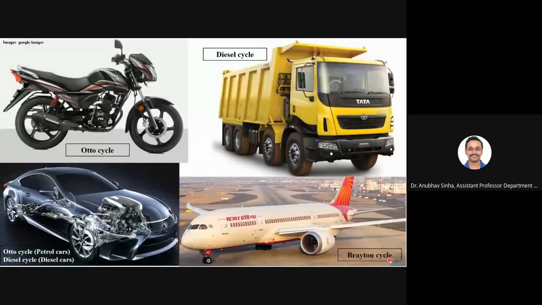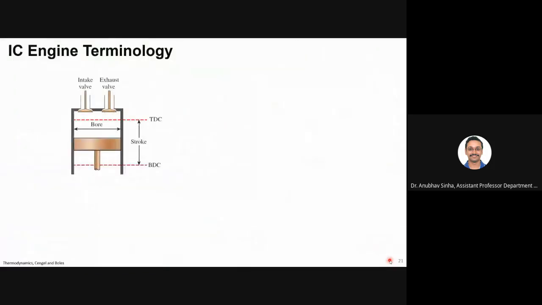Moving on. Before we go to detailed cycle analysis, let us have a look at some common engine terms. What are the terms used for IC engine operations? This is how your engine looks, a schematic of a piston cylinder arrangement. In this arrangement, you have one intake valve and one exhaust valve.